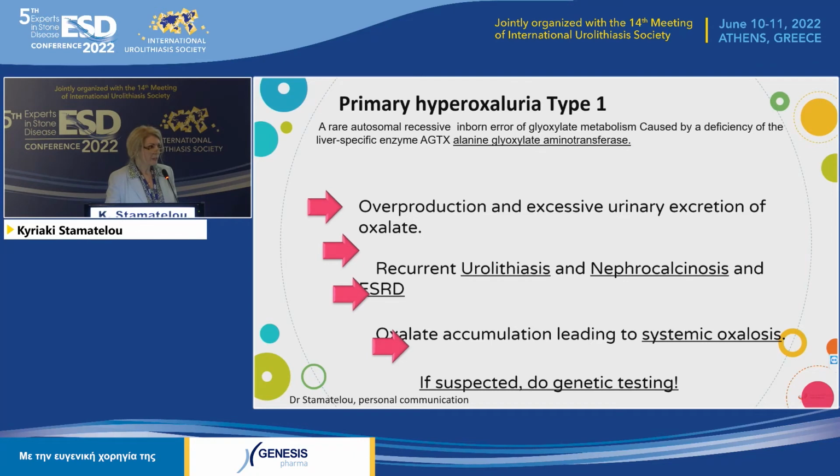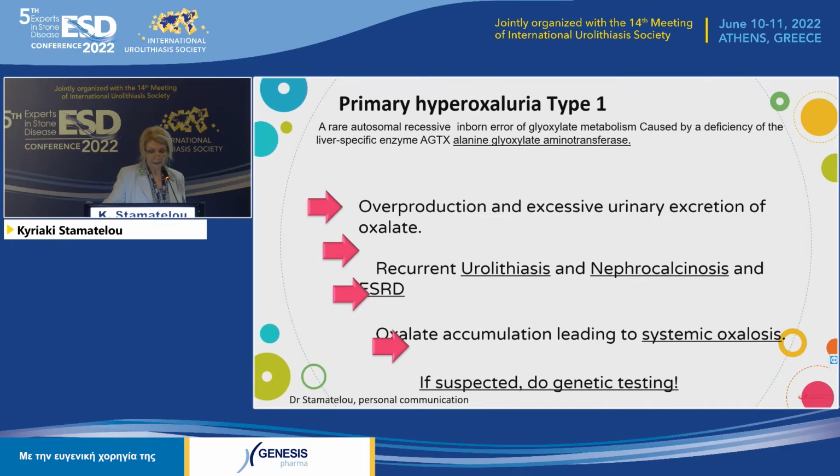We deal with recurrent urolithiasis and nephrocalcinosis and end-stage renal disease. Patients accumulate oxalate, leading to systemic oxalosis and life-threatening events, with lower survival and higher mortality. So what should we do?